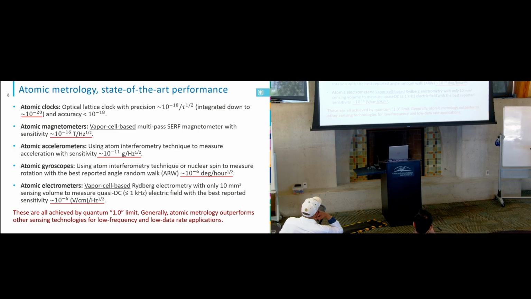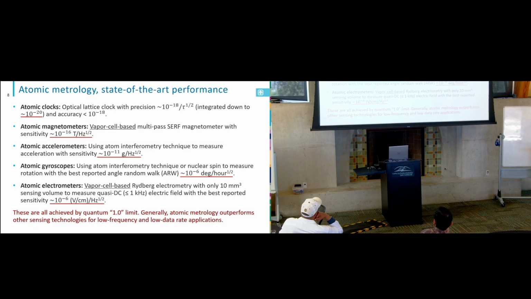Other things like rotation, 10 to the minus 6 degree per square root hour, because rotation is something where you will see this random walk thing. The uncertainty of angle accumulates over time. But this is actually a pretty good number if you compare with other technology like a laser gyro. It cannot give you this. Electric field sensing, I'll talk more about this later. I've been focusing on what I call the quasi-DC, so the low frequency band electric field detection. And this is also the best number, 10 to the minus 6 volt per centimeter per square root hertz.